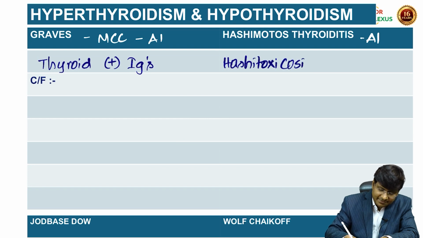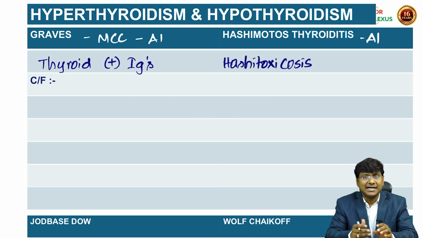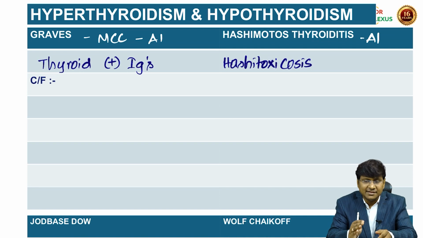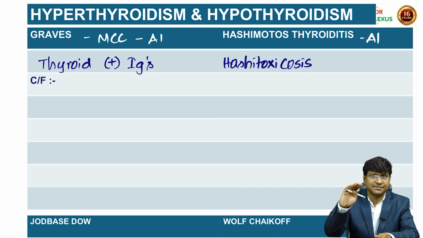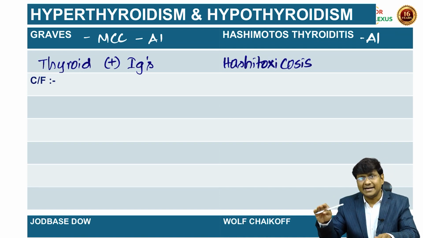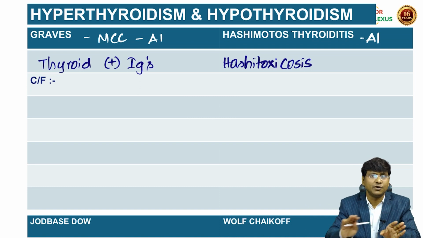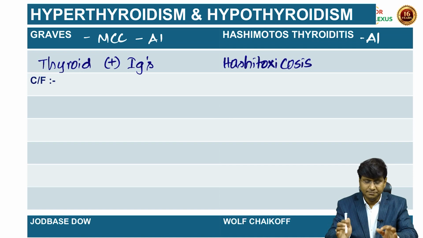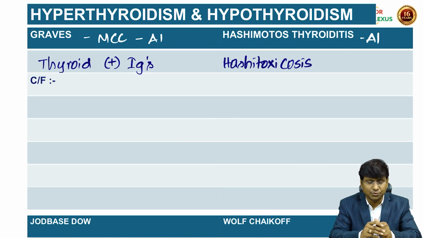Now what do you understand by this term hashitoxicosis? Hashitoxicosis is where you have destruction of the follicular cells, and there will be release of T3 and T4 in excess quantity transiently. So transiently these patients will have hyperthyroidism. Followed by that, they will have hypothyroidism because the follicular cells are completely destroyed and the reserve is utilized. That is in the case of Hashimoto's.